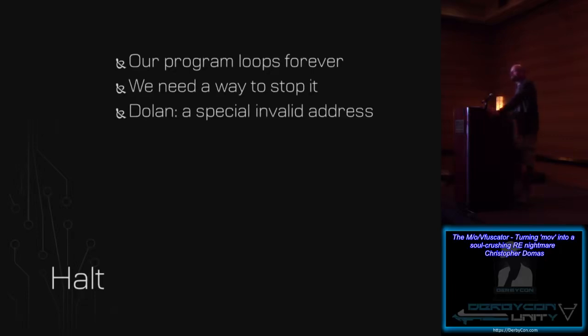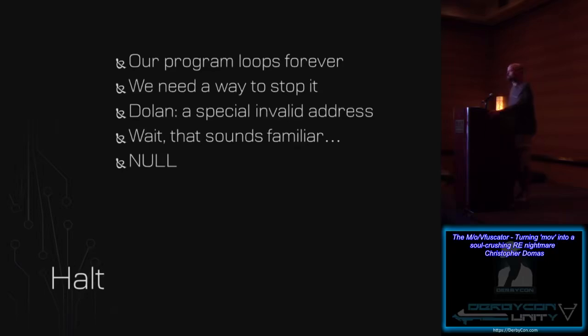Well, if you've ever written anything in C, this probably sounds familiar to you. Accessing null is a pretty good way to halt your program. It's not the cleanest way. That's going to segfault your program, but it'll stop it. So that's what we're going to use. When we access null, we'll simply cease execution. So when we want to stop our program, it's as simple as trying to read from address 0.